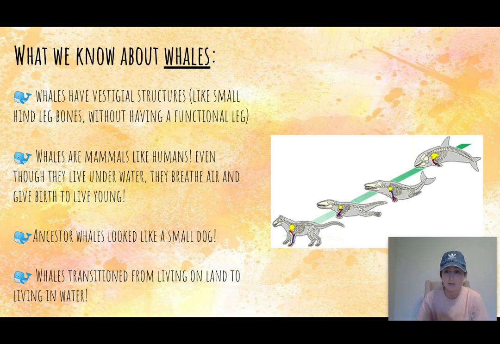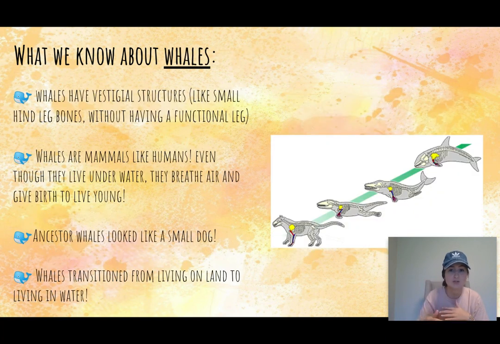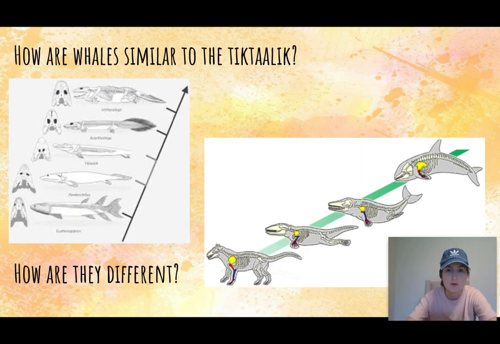Whales are mammals like humans, which is also really interesting because you wouldn't expect something to live in the water, to breathe air, and to give birth to live young. So even though they live underwater, they're actually mammals, just like humans are mammals. Their ancestor whales actually looked like a small dog, which is really interesting. It lived on land. And again, instead of the Tiktaalik, which transitioned from sea to land, the whale actually transitioned from land to sea. So from land to living on the water. And this happened a little bit more recently, but still happened over millions of years and a long time ago.